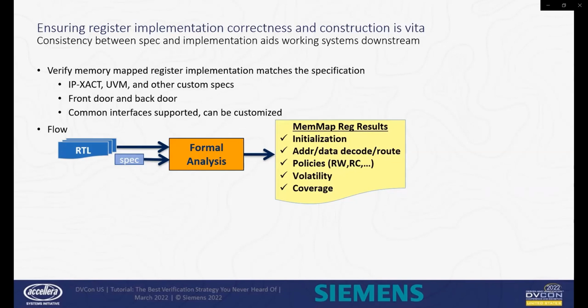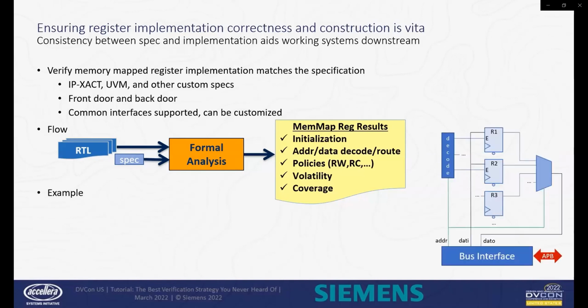Types of checks that are done include register initial values, address decode, data muxing, register policies, and more advanced internal conflict checks, which include volatility. Formal is more efficient and exhaustive for this type of verification than simulation. Not only is correct operation investigated, but due to the exhaustive nature of formal, the full address and data space is explored to ensure each register is only accessed with the correct address, data, and policy.